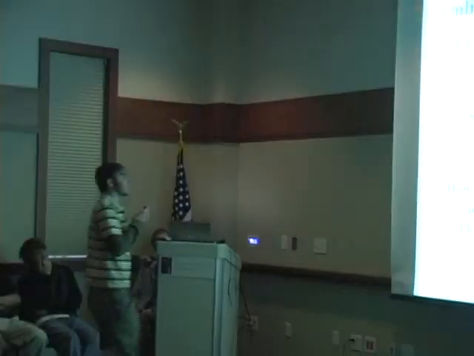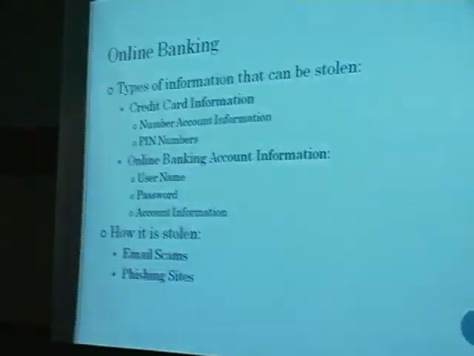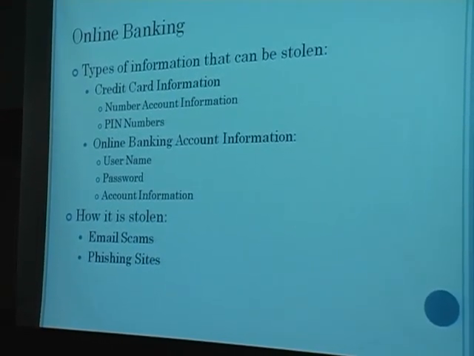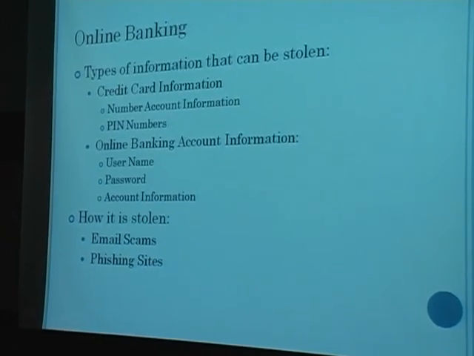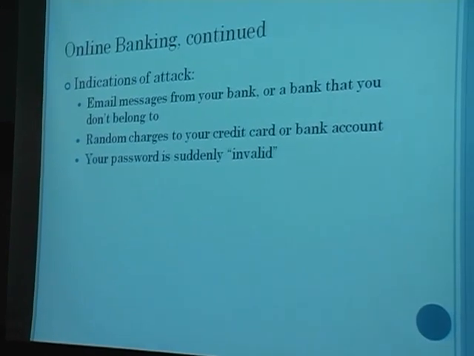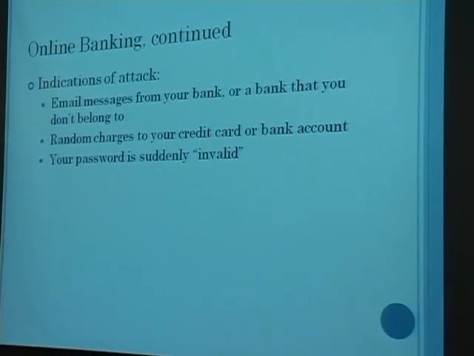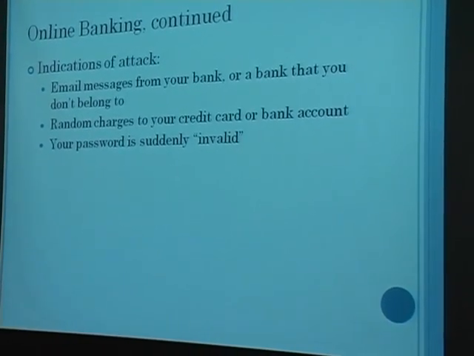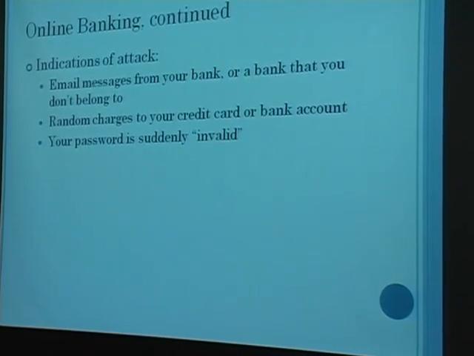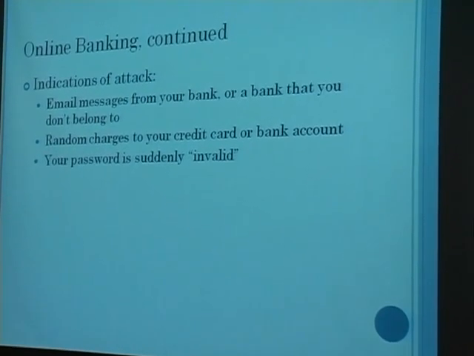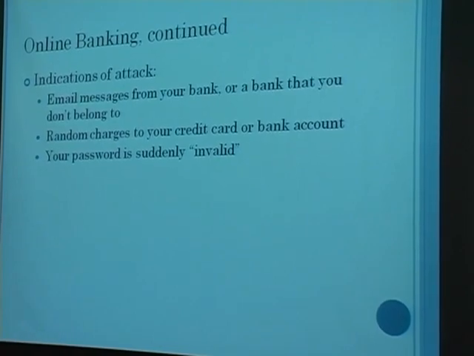Okay, for online banking, the types of information that can be stolen include credit card information, account numbers, and PIN numbers, and also usernames, passwords, and account information, all of which can be stolen through email scams and phishing sites. Indications of attack include email messages from a bank that you don't belong to, random charges to your credit card or bank account, and your password suddenly being invalid. That's done by people going in and changing your information so that they can access it, but you can't.